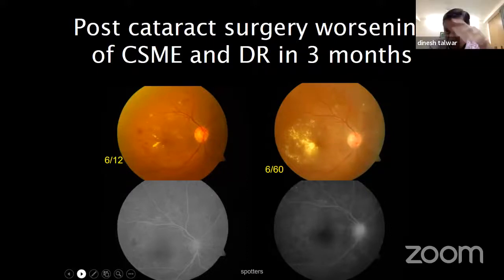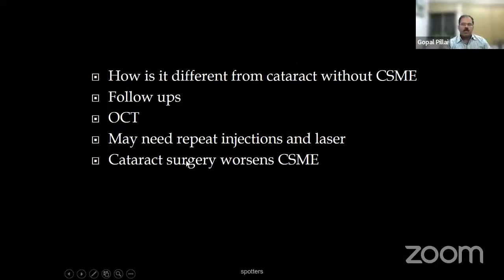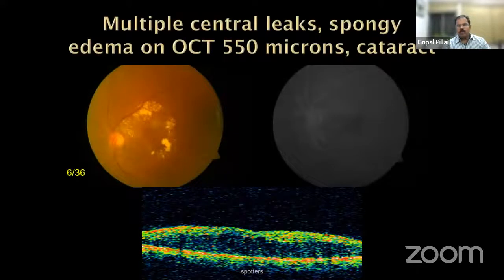Okay, go ahead. Anything you want to ask? No, sir. How is it different from cataract without diabetic macular edema? As sir said, depending upon the amount of diabetic macular edema, we may need to inject. Frequent follow-ups should be there. Many times, after cataract surgery, after the first week follow-up, you give glasses and ask the patient to come back after 6 months. That is not right in diabetic macular edema or even diabetic retinopathy. You should follow up the patient a little more frequently. We may require serial OCTs and repeat injections and laser, and cataract surgery worsens the diabetic macular edema.